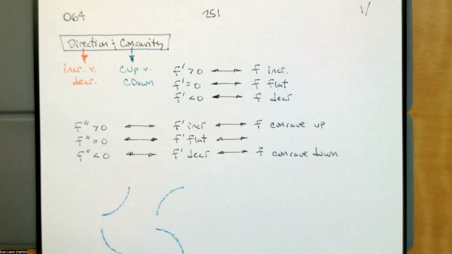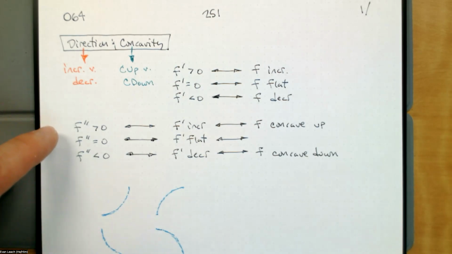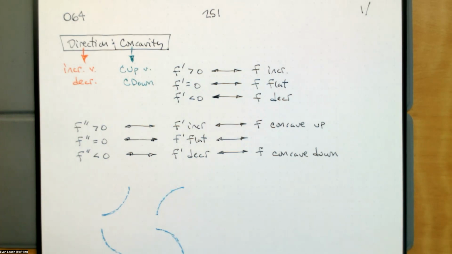Yesterday, we introduced the idea of a second derivative. That's just the derivative of the derivative. The same thing applies, but everything's going up one derivative. So the sign of the second derivative tells us about the direction of the first derivative. If the second derivative is positive, then the first derivative is increasing. If the second derivative is negative, then the first derivative is decreasing.